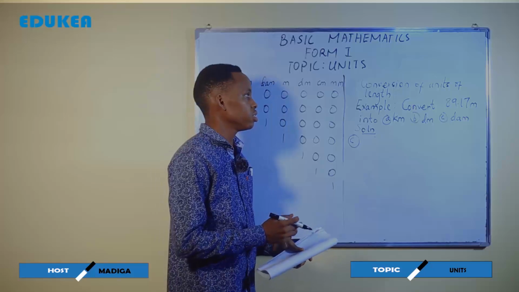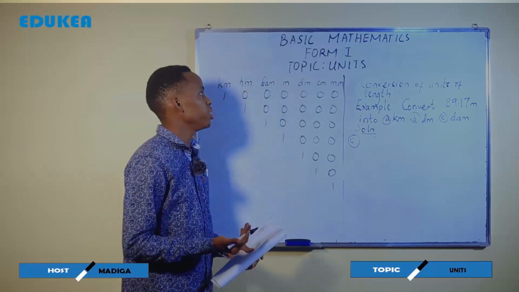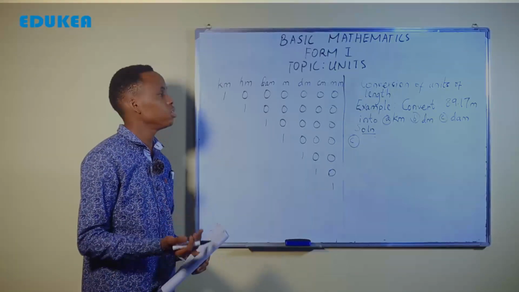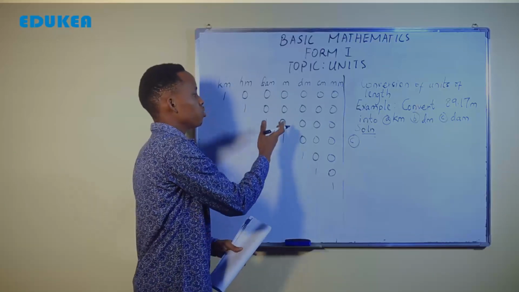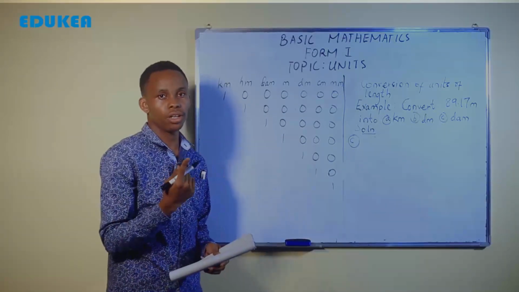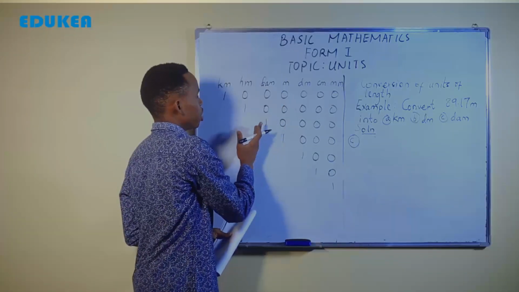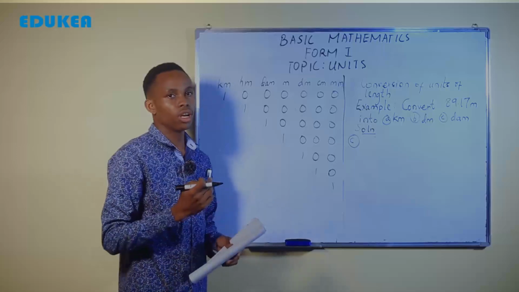It means converting meters into decameter. Narudi kwenye table yetu. Najua kwamba decameter ni kubwa kuliko meter. So ukija upande wa meters, column ya meter, tuna move mpaka tutakapoikuta 1 kwenye decameter. So tukimove hapa decameter tunakuja kuta ni 10. So it means that 1 decameter equals to 10 meters.